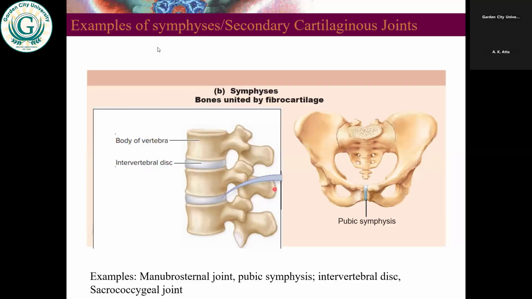fibrous joint. But the most important type of symphysis that I want you to at least remember is this one, between the body of the vertebrae and between the two pubic bones. Those are symphysis type of joints because the bones are united by a fibrocartilage. A symphysis is also called a secondary cartilaginous joint.